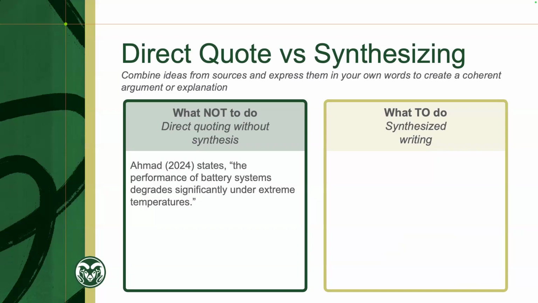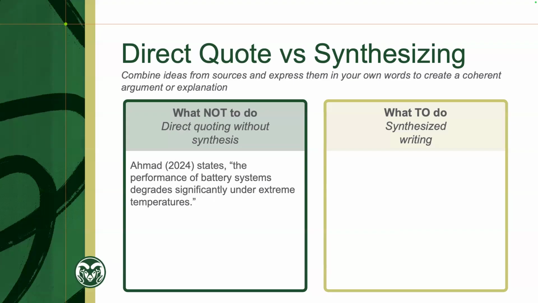My example here is, Ahmed 2024 states the performance of battery systems degrades significantly under extreme temperatures. Yeah, that is true. But if someone wanted to read that reference, they would just go to Ahmed 2024 and read that paper. You need to provide your own spin on it and talk about why it has value in the context of your paper. Also, a quick way to get a desk rejection is a literature review that has a bunch of direct quotes where you're not reframing it in your own thought.